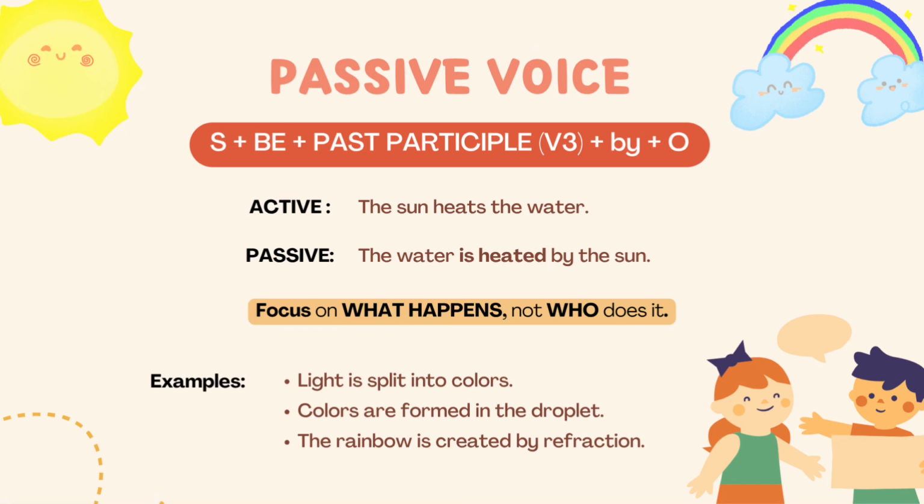In our topic, rainbow example like this. Light is split into colors. Colors are formed in the droplet, and the rainbow is created by refraction.